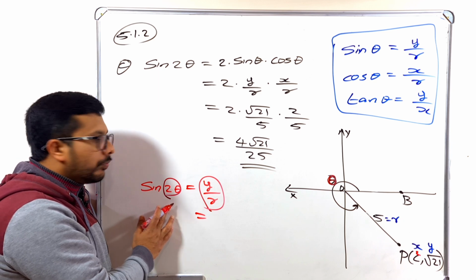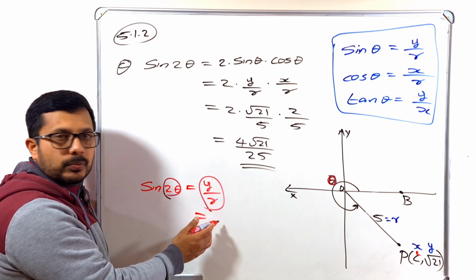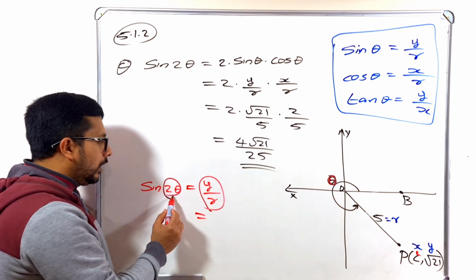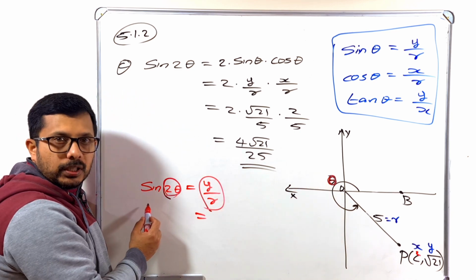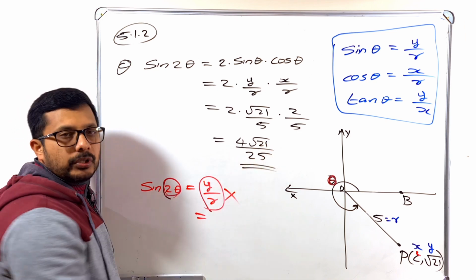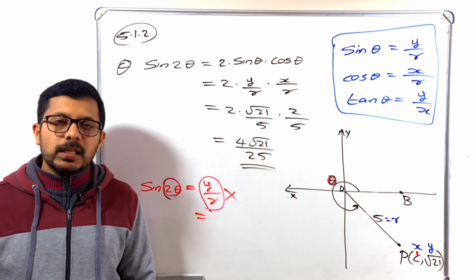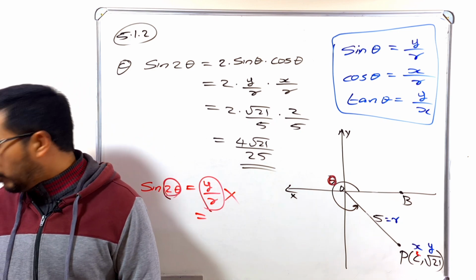You understand? So we can't write sine 2 theta as y over r, opposite side by hypotenuse, because here it is theta, and here what is the angle? 2 theta. So that is wrong. Okay, so the answer is 4 root 21 divided by 25. So that is question number C. Now let's move to question number 5.2.